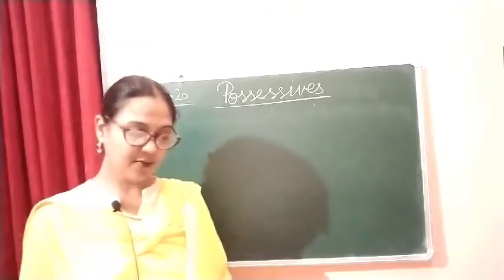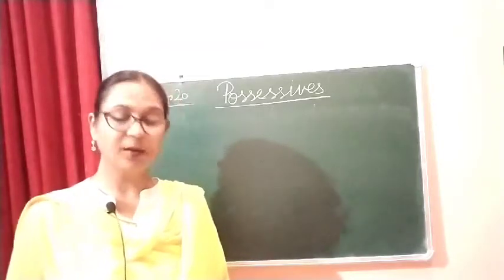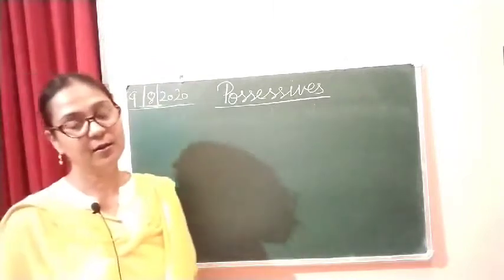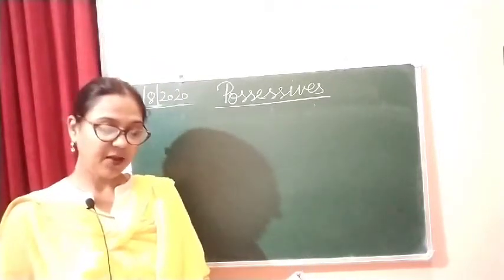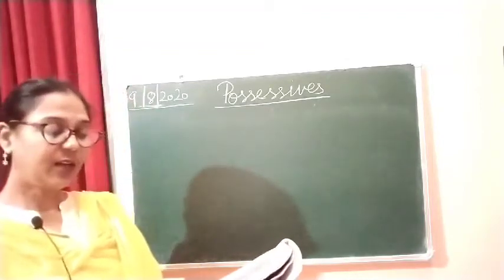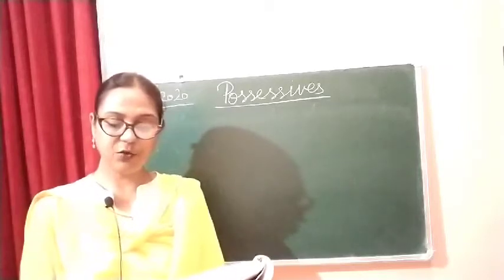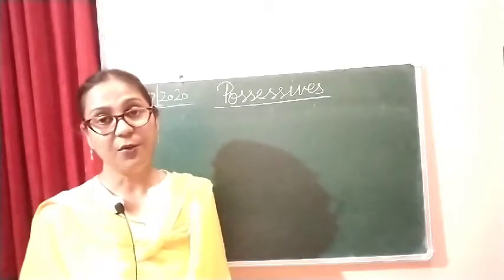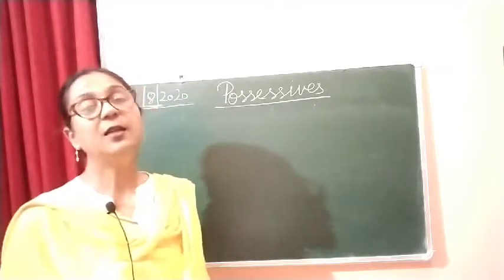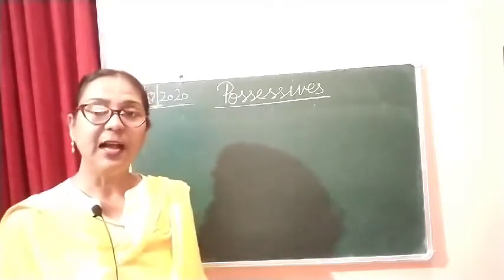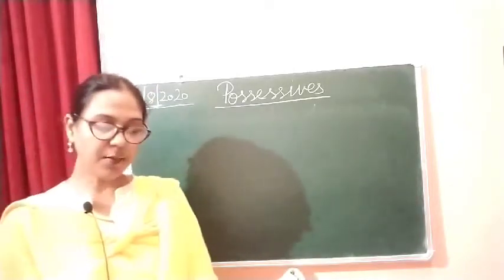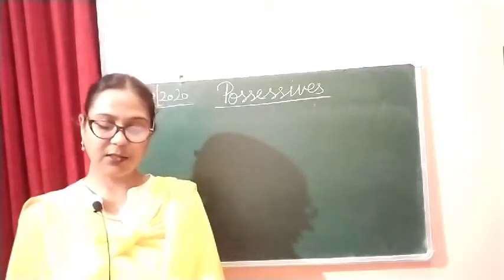Page number 45 in your Mastering Grammar book, this is exercise number G. Tick the correct possessive adjective to complete the sentences. Now we have to tick the appropriate possessive that we are going to put a tick over there. Now, first is: the dog became angry when it lost.